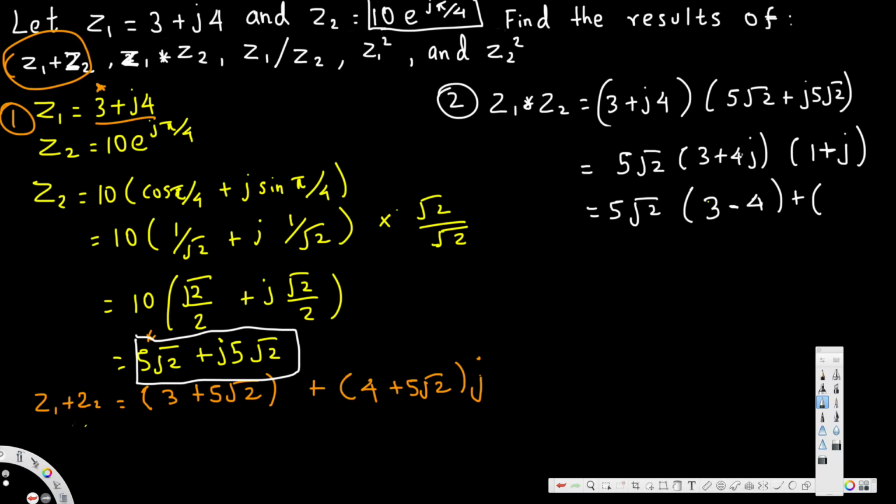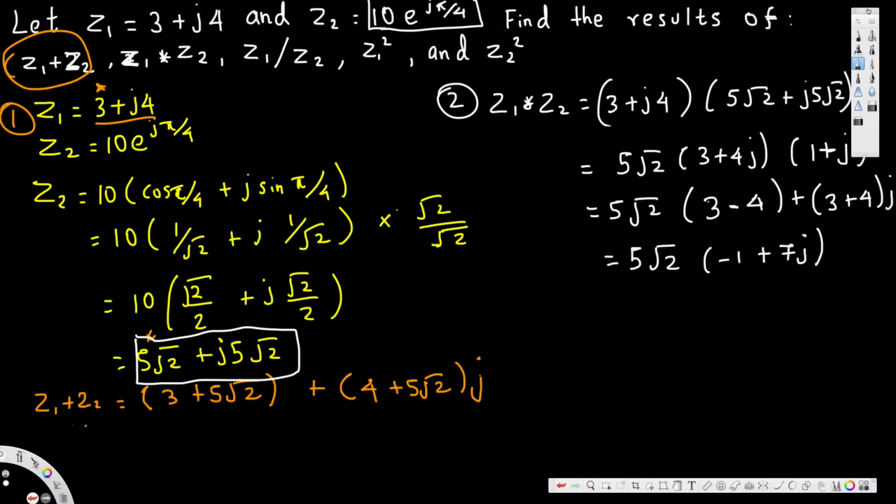So 3 minus 4, plus now we do it with the 1 and j both. 3 times j, that is 3j, plus 4j times 1, that's 4j, so 3 plus 4j becomes 3j plus 4j. And if we simplify, this is going to become 5 root 2, and we will have minus 1 right here. And if we multiply minus 1 by this, it is going to become minus 1 plus 7j. Okay, that's how we do that.